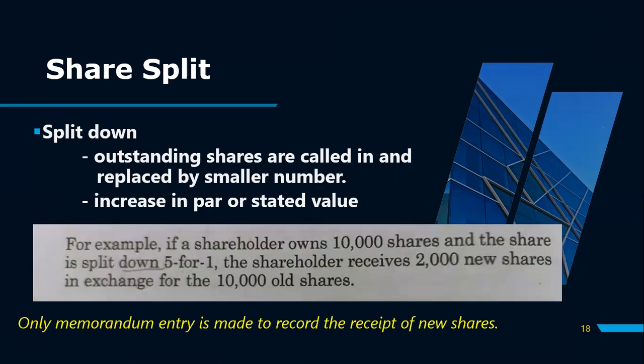Split down. So the outstanding shares are called in and replaced by a smaller number. As a result, there is an increase in par or stated value. So for example, if the shareholder owns 10,000 shares and the share is split down 5 for 1, so your 5 shares become just 1 share. The shareholder receives 2,000 new shares in exchange for 10,000 old shares. Only a memorandum entry is made to record the receipt of new shares.